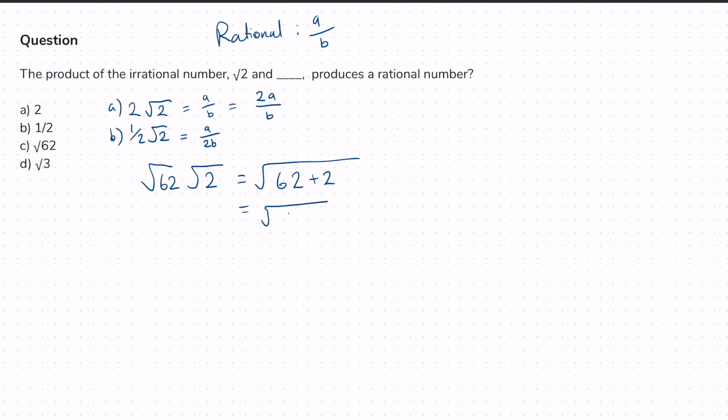So the square root of 64, I know, is 8. So immediately I can see that actually this is going to be the right answer, because I can multiply the square root of 2 by the square root of 62 to get a rational number, 8, which is equal to 8 over 1. Let's see if we can do the same for D.